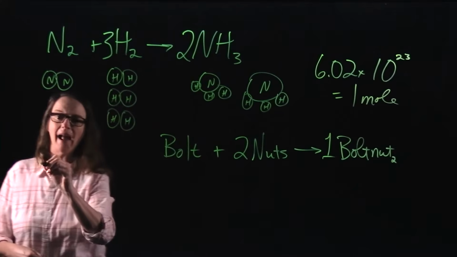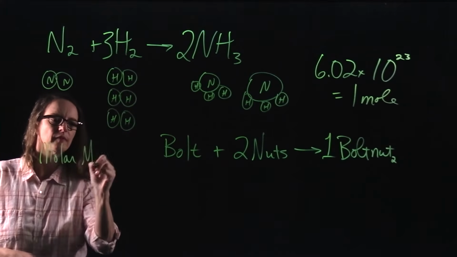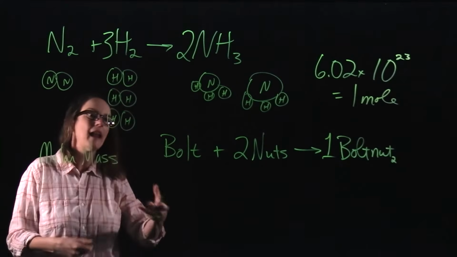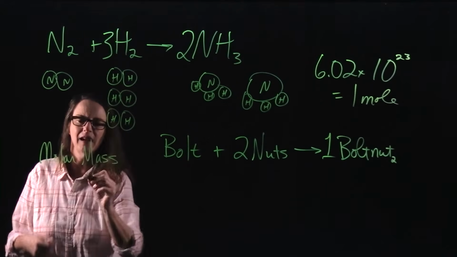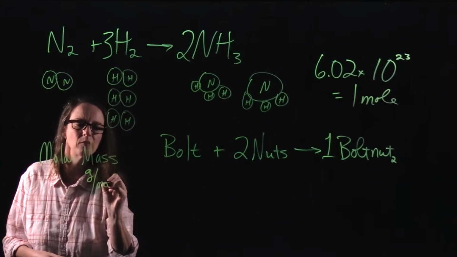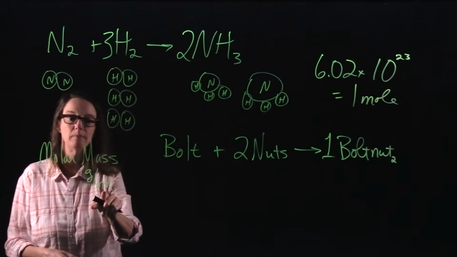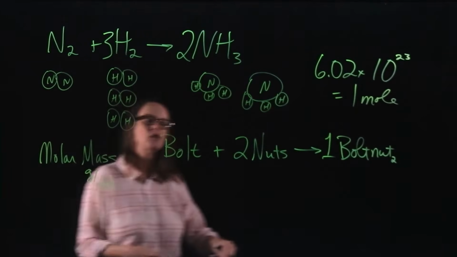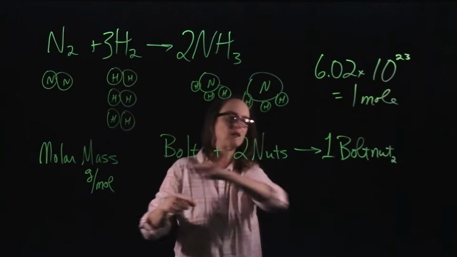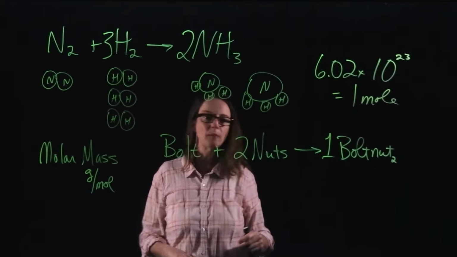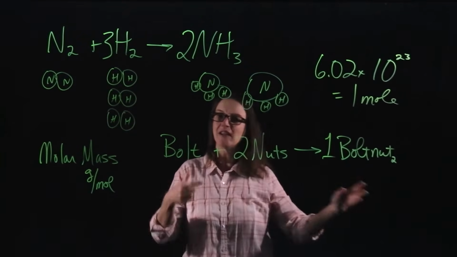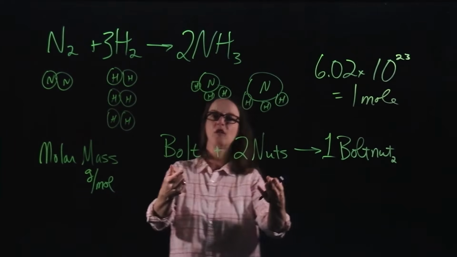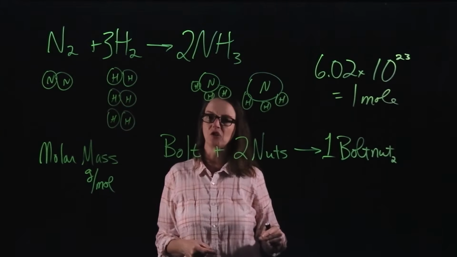Now, molar mass is the relationship between how much something weighs and how many things there are. In other words, the units of molar mass are grams per mole. Mole representing how many there are, grams meaning how much we weigh out. So we're going to look at that in terms of our nuts and bolts reaction. You're going to be able to weigh out the bolts, weigh out the nuts, and look at the relationship between their masses and the ratios that are needed to react with one another in a balanced equation.